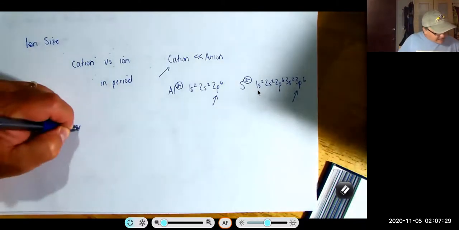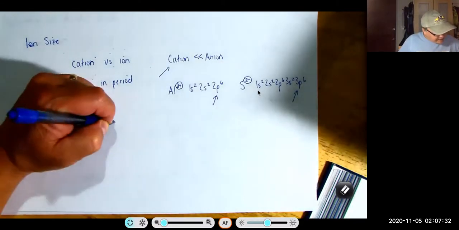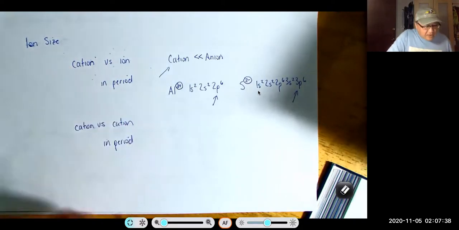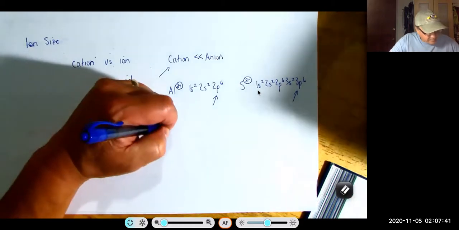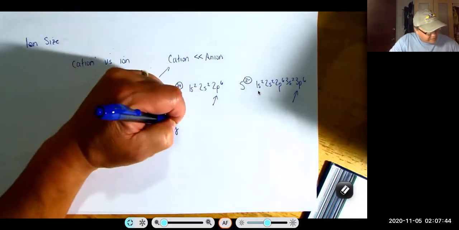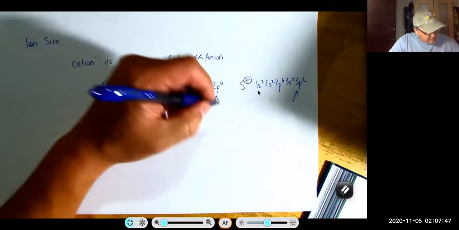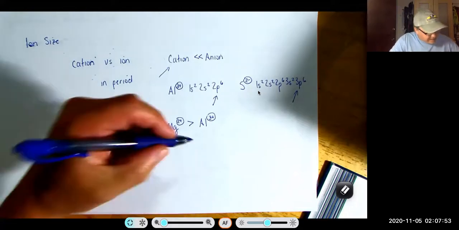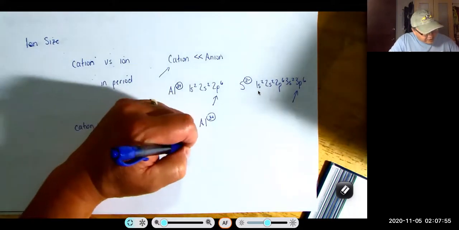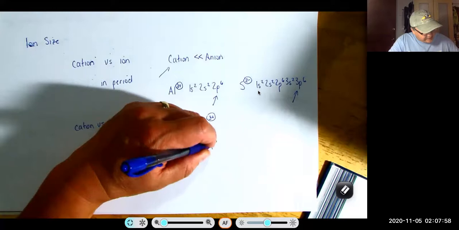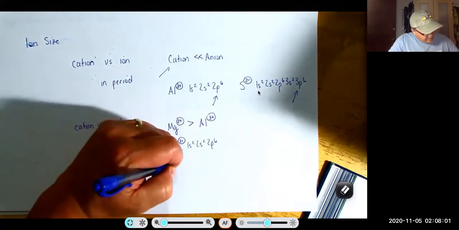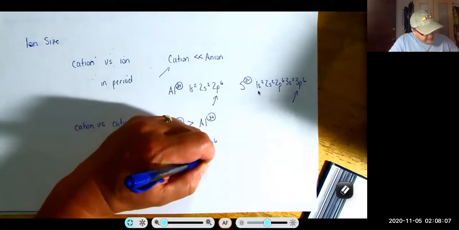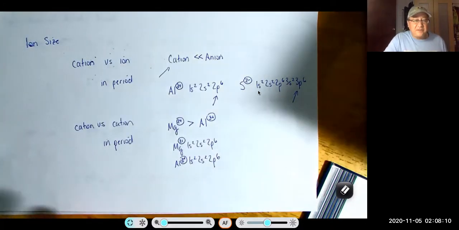And what about cation versus cation in a period? So it turns out that if we take a look at magnesium, magnesium with a +2 charge is greater than aluminum with a +3. So why is that the case? Well, if we take a look at magnesium, it's 1s2, 2s2, 2p6. And if we look at aluminum +3, it's 1s2, 2s2, 2p6. So why is magnesium bigger?